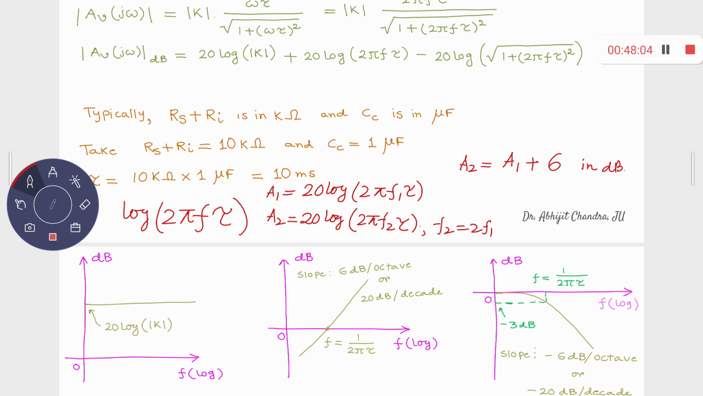Okay. On the other hand, let's take another consideration. Suppose your f2 is equal to 10 f1. That means I increase the frequency by a factor of 10, not by a factor of 2, rather by a factor of 10. Say, from 100 Hz to 1 kHz, 1 kHz to 10 kHz, 10 kHz to 100 kHz, like this. Then what will happen over there? Your new A2 will be how much?